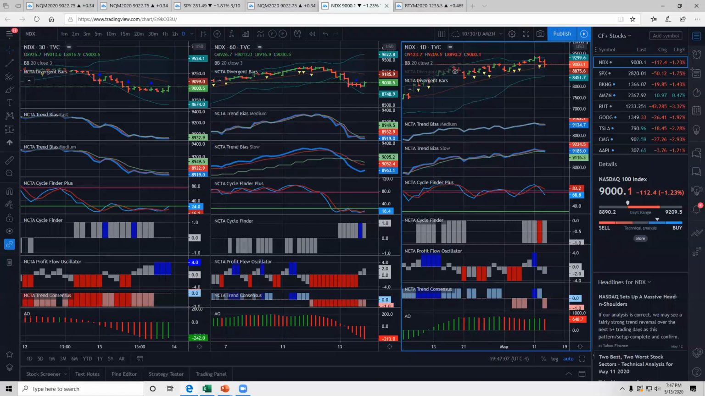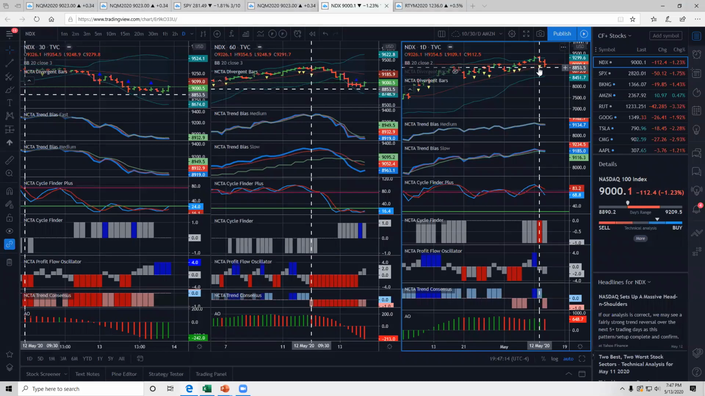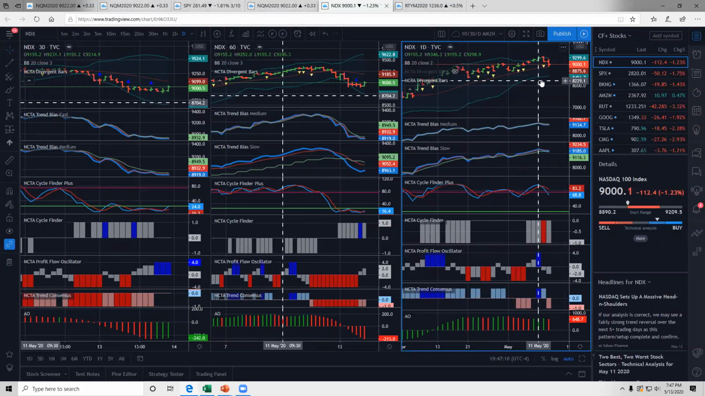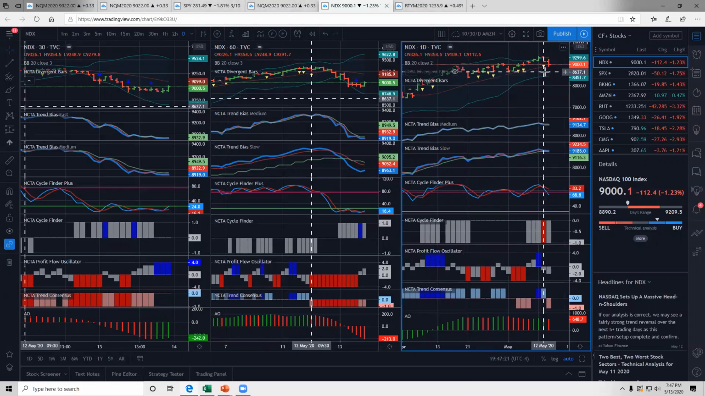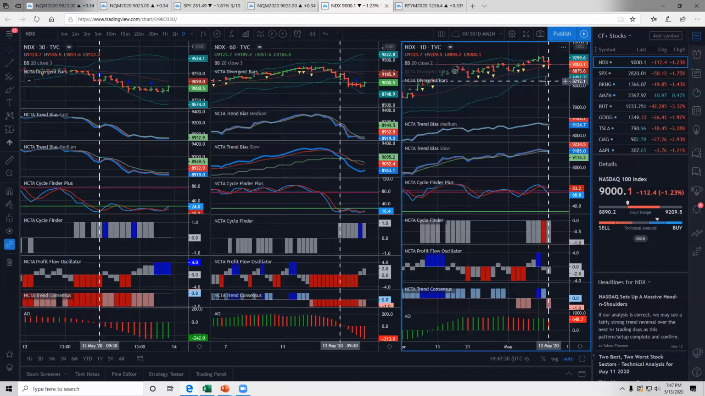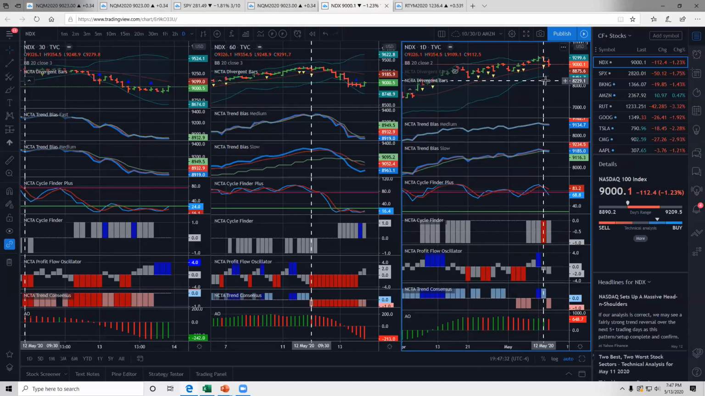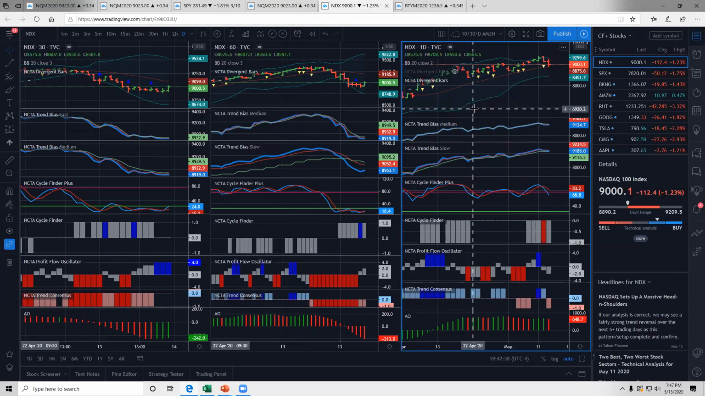Robert, are you asking what they are? We could point out exactly the divergent bars for you. The blue triangles are bullish divergent bars, and the yellow triangles are bearish divergent bars. A bearish divergent bar is when the high is higher than the prior bar's high, and the bar closes in the lower half of the bar. And a bullish one is the opposite: the low is lower than the prior bar's low, and it closes in the upper half of the bar.